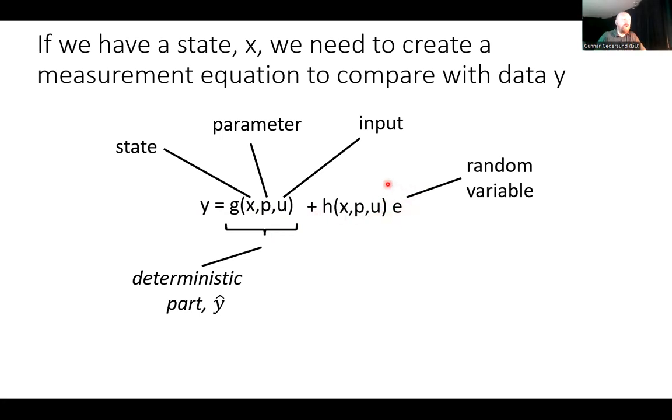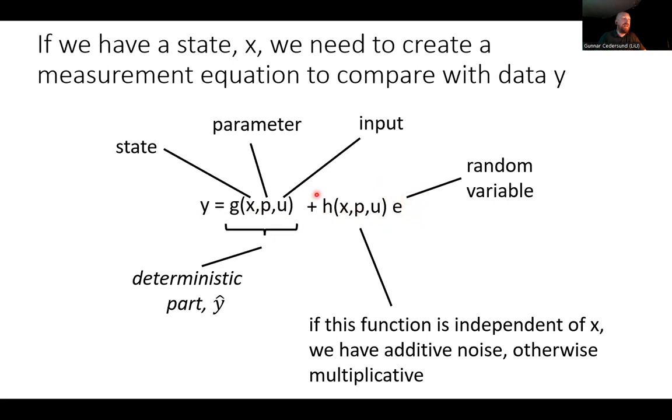And this measurement noise here, this random variable, is scaled with some h function, which often is just 1. But sometimes it's something else. And if this one depends on x, then you typically talk about multiplicative noise. So the size of the x will somehow scale the size of the noise. If they are independent, and if this is just 1, then it's additive noise. But if this somehow is also dependent on x, then you typically talk about multiplicative noise of some kind.